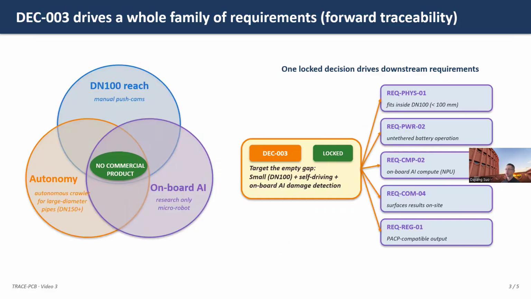And we also showed that, with the help of the AI agent, after we made the decision, we can use that to drive our downstream requirements. So here I'm showing you a couple of examples. The requirements could be physical, like the size of the board. They could be related to power, for example, the robot must be operational more than 2 hours without interruption. They could be related to onboard computing power, because we want real-time detection of defects in the pipe. And some requirements might be related to communication or regulation.